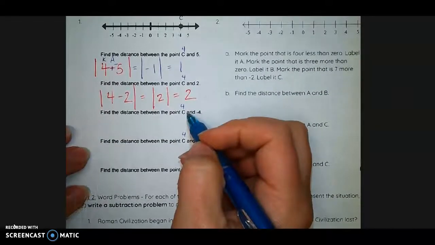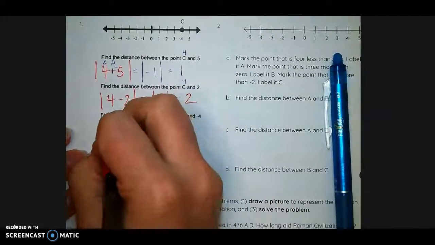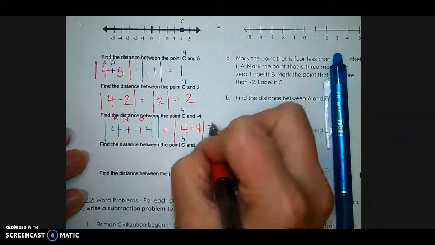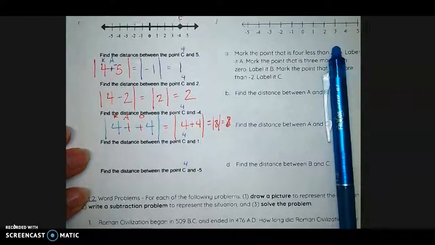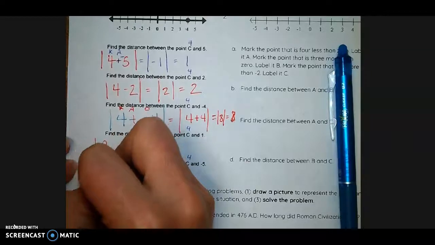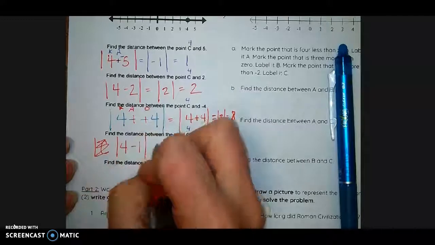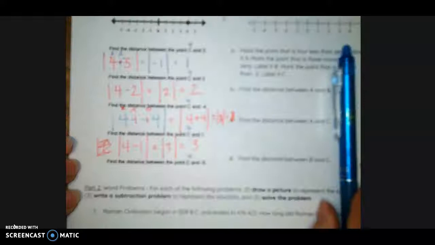Moving on, we've got 4 minus a -4. Remember, keep, add, opposite. So they are 8 spaces away. The distance between C and 1, so they are 3 spaces away.